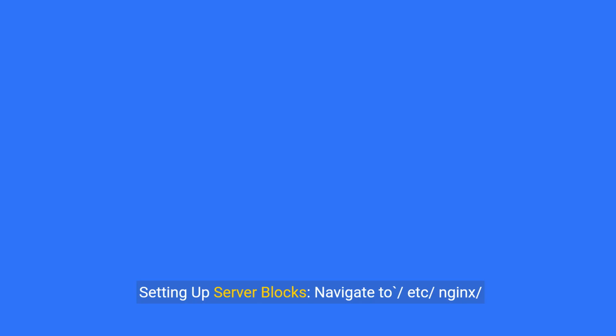Setting up server blocks. Navigate to /etc/nginx/conf.d and create a configuration file for your site, e.g. nanoweb.conf. Configure the server block with your server name and document root.